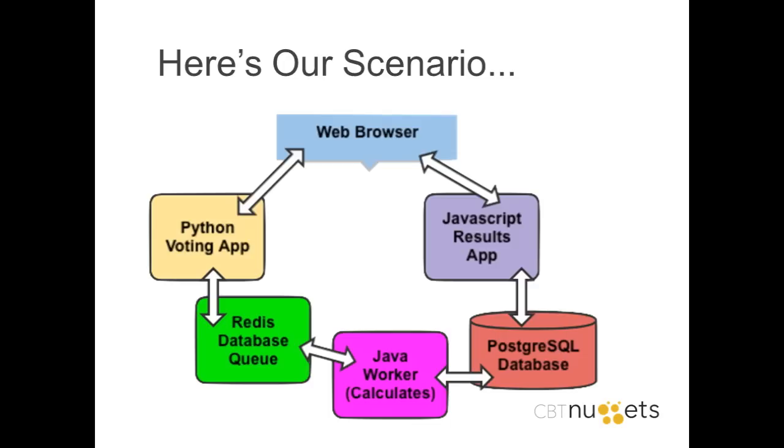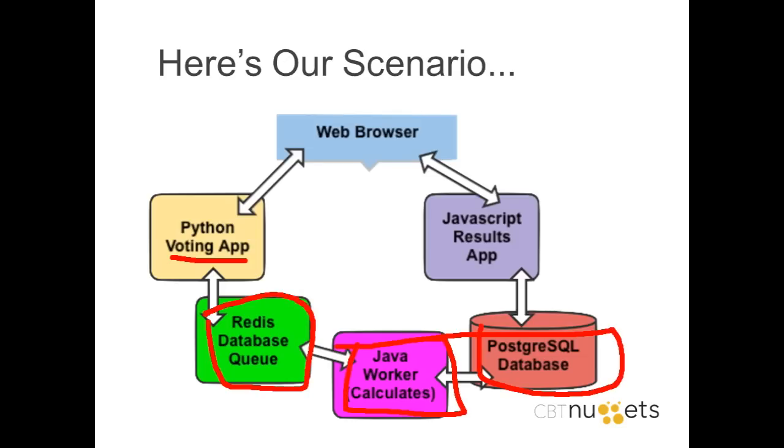The Python, or the voting app itself, is written in Python, so that's in a Python container, and they use a Redis database, and they use a Java container to actually calculate the votes, and they store the results in a Postgres database. And then if you want to see the results on your web browser, there's a separate JavaScript app for that. Now, honestly, this is a little overkill for what the application itself actually does.